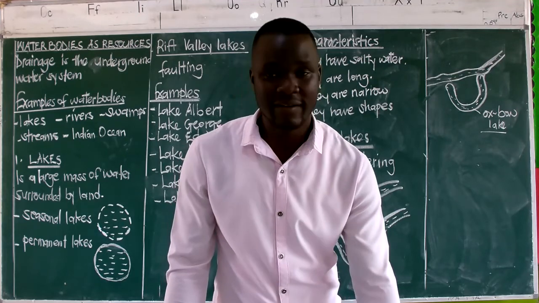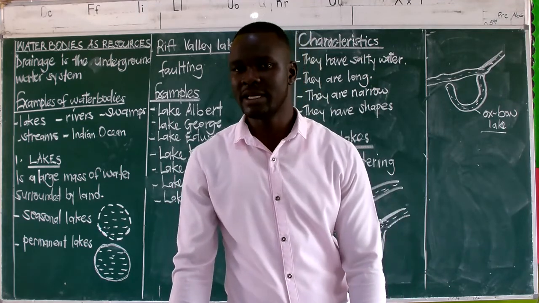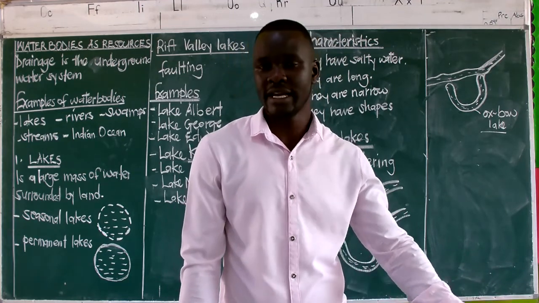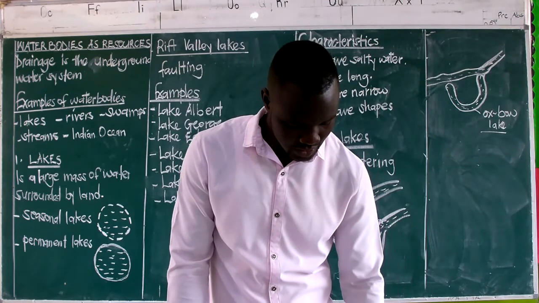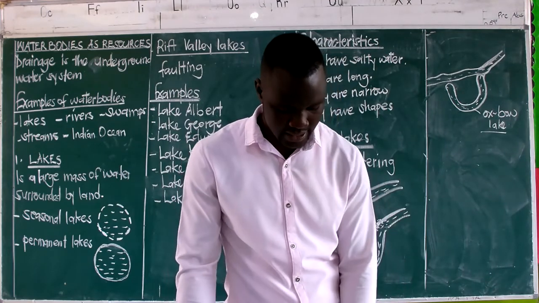And then we have deposition of materials. This can be done by rain. That is what we call silting. Among other problems, those are the ones that we shall be looking at.